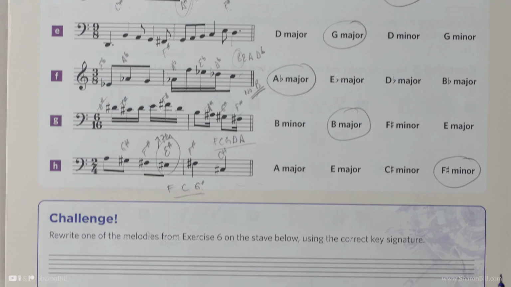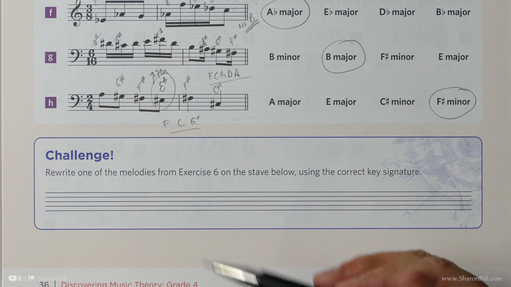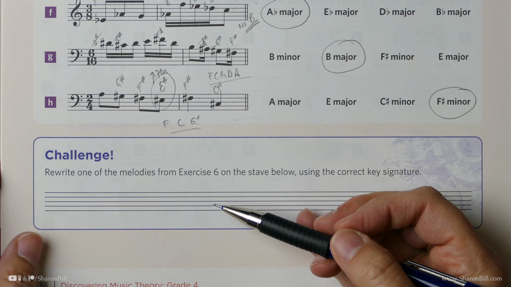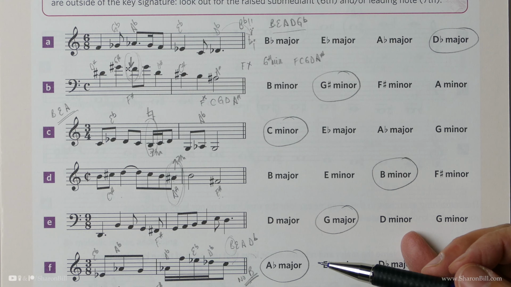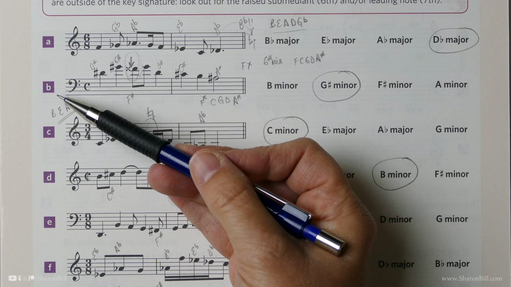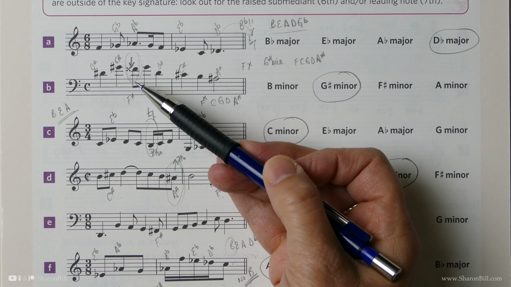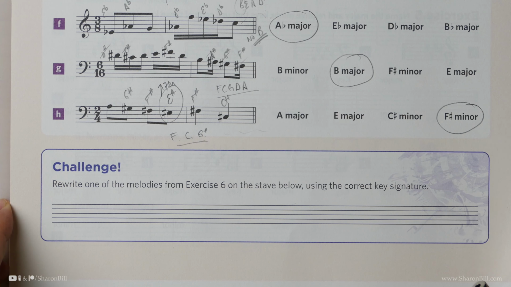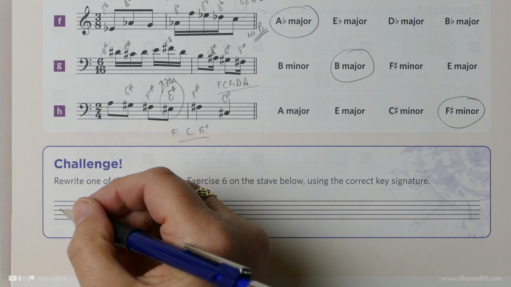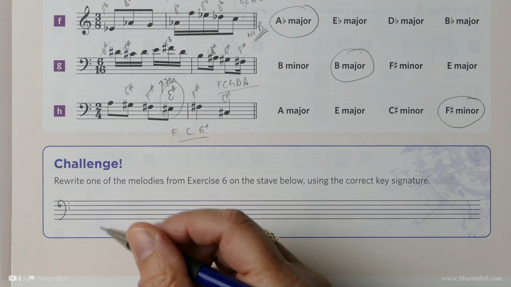So now then, we're asked to rewrite one of the melodies from exercise 6, but now to use a key signature instead of accidentals. So I mean we can pick any we like, so just go ahead and do so, but I think I'm going to pick exercise B just because I fancy having a go with this raised seventh here. So I'm just going to go ahead. So this is in the bass clef. Need a really sharp pencil for music manuscript.